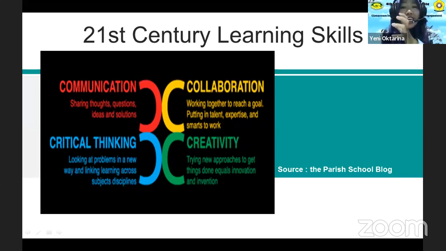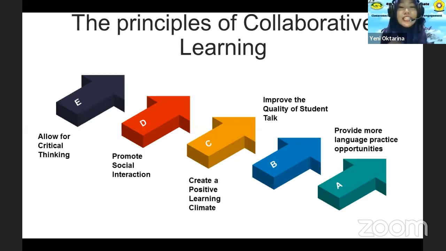And why, in the pandemic era, should we use collaborative learning? This is the reason. Number one, this is the principle of collaborative learning that I got from Lynn. When we use collaborative learning, it lets students practice their knowledge, and also improve the quality of students when they talk. And then the third one, it could create a positive learning climate and also promote social interaction.